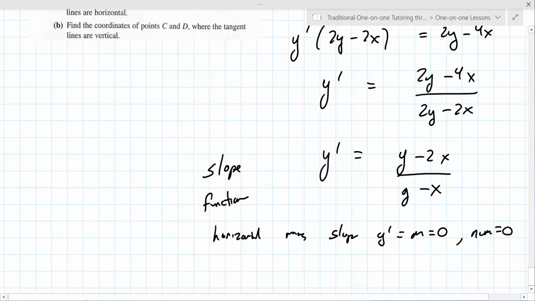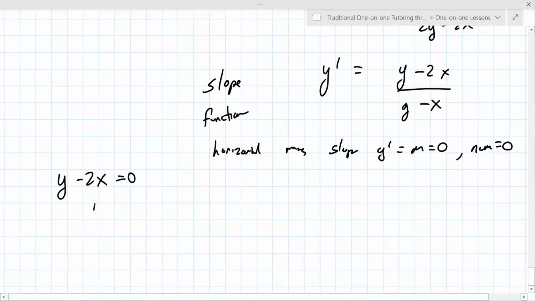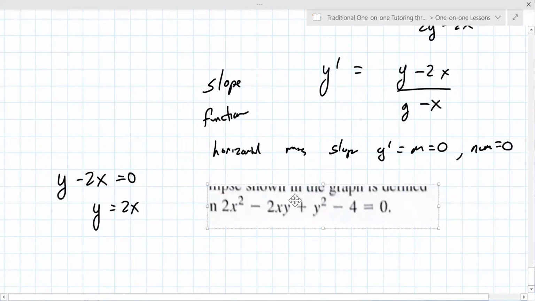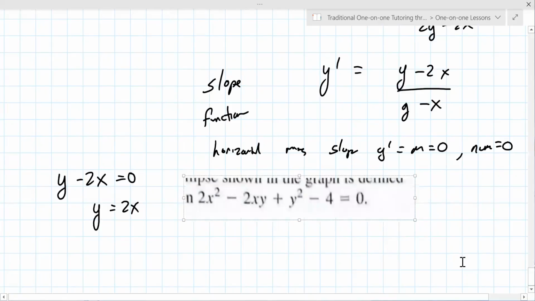So you have to set the numerator equal to 0. So you set y minus 2x equal to 0 and y equals 2x. You're like, well, that isn't very helpful. You're right, it's not. But we're going to put that back into the original function and solve for the value. So wherever you see a y, you're going to put in 2x.